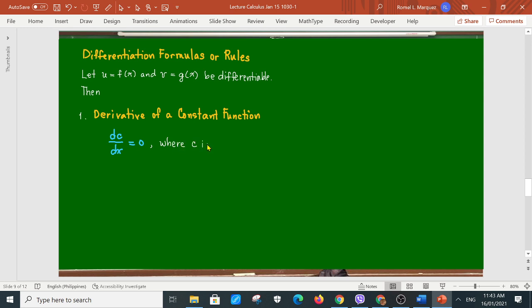C is constant. And we mean it as a real constant, because we are dealing with real valued functions over the set of real numbers.